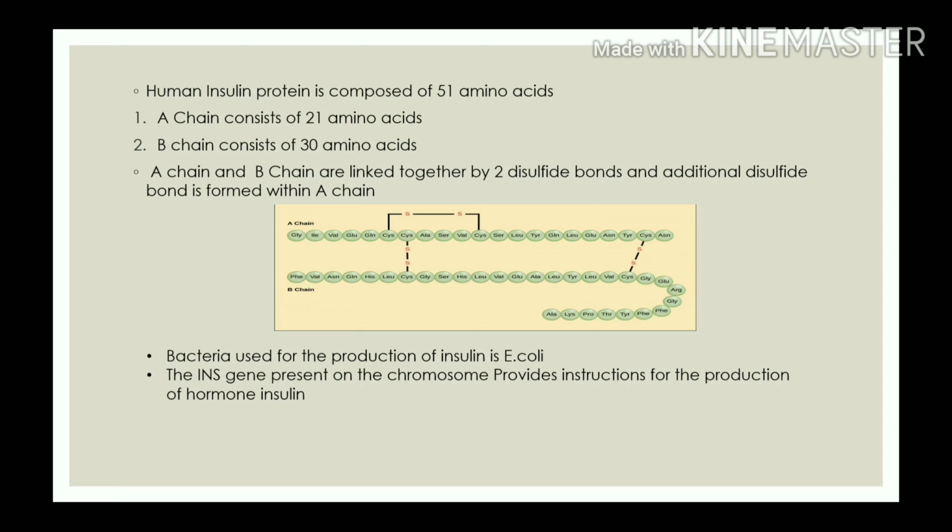Bacteria used for the production of insulin is E. coli. The INS gene present on the chromosome provides the instructions for the production of hormone insulin. So the INS gene, which is present on our chromosome, is responsible for the production of hormone insulin.